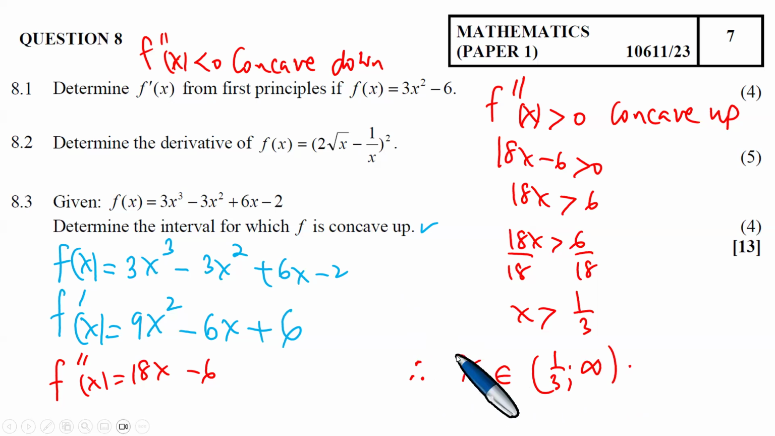So if they say concave up, you must find f double prime. You must differentiate 2 times and then make the derivative strictly greater than 0. Then that means concave up. But if they say concave down, then you must say the second derivative is less than what? It's less than 0. Do you see? Yes, sir. Move on to the next question.